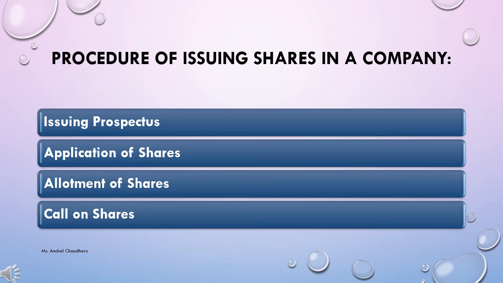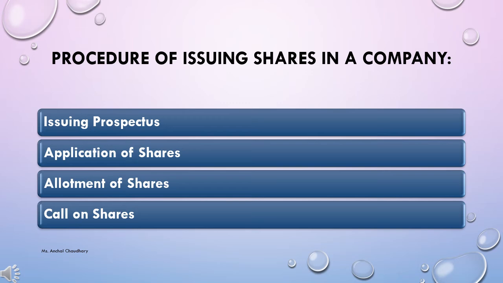So 10,000 will be called the allotment, because here they are matching the criteria of the investors, and they are also matching it with your capabilities, whether you are able to give that amount of shares or not. So this is your allotment of shares.